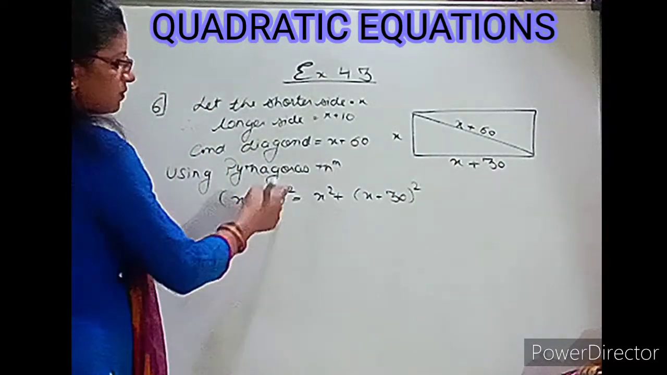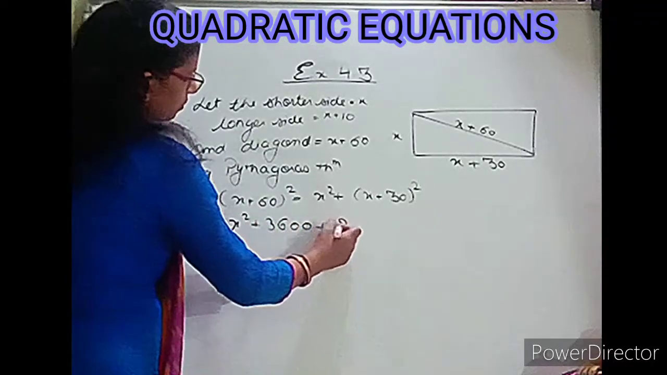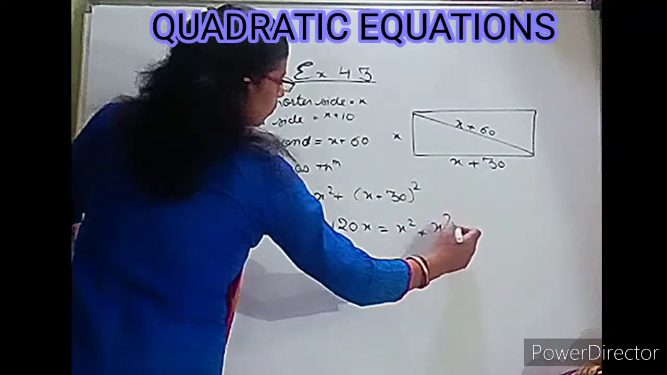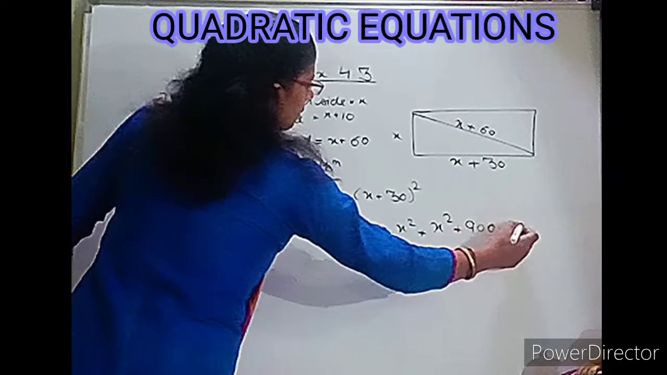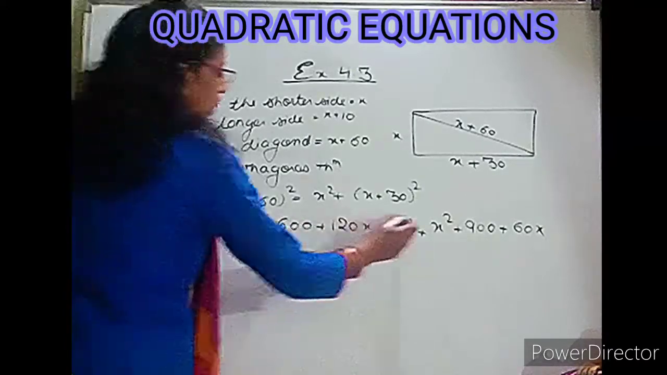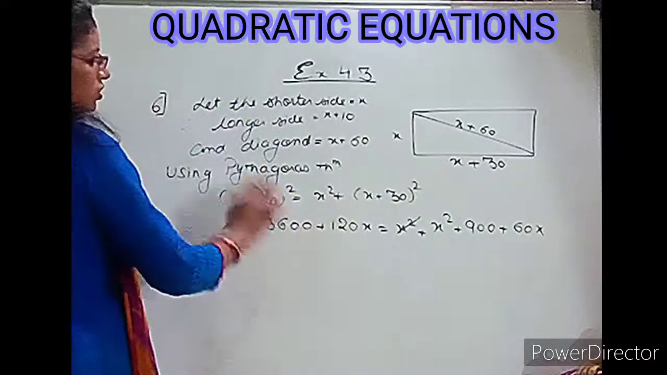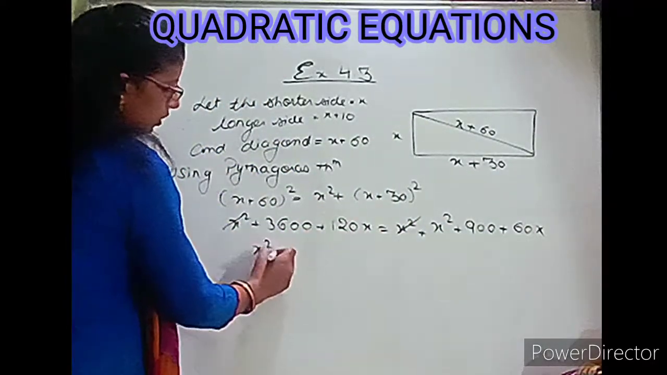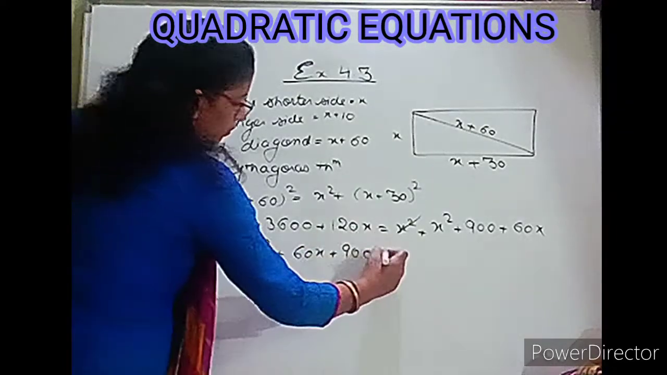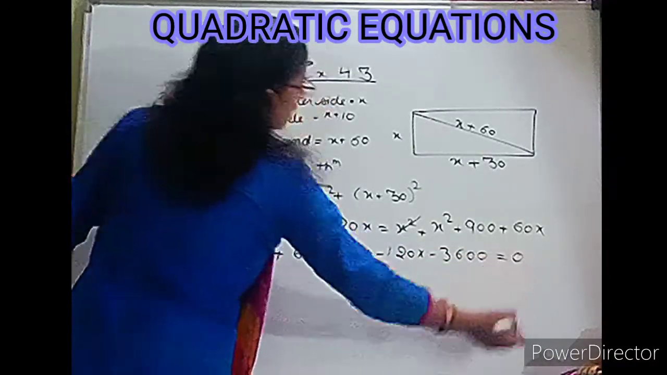So (a plus b) whole square is a square plus b square plus 2ab. Equals to x square. Then again (a plus b) whole square, a square plus b square plus 2ab. Okay, this we have done. Now we have to solve it. x square and x square cancel out. I am sending all these terms to this side, and 0 will be left on the other side. So x square plus 60x plus 900, now this side minus 120x minus 3600 equals to 0.